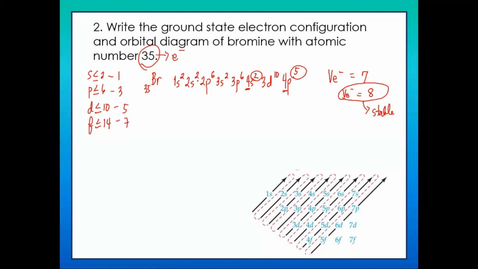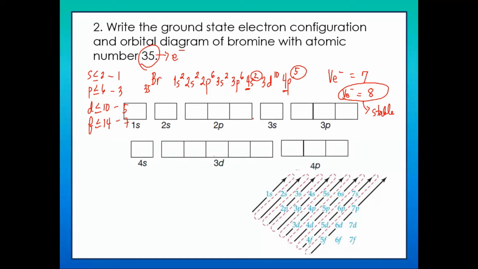Moving to its orbital diagram, we refer to the electron configuration. These are the boxes that we have to fill in with the arrows. So, if we look, p orbitals have 3 boxes because that is what the rule says, and d has 5. If we have an f subshell here, you have to draw 7 boxes. Hopefully you follow that one.